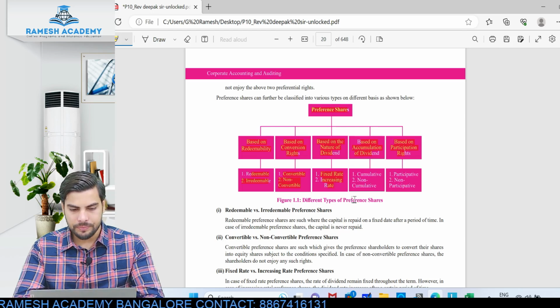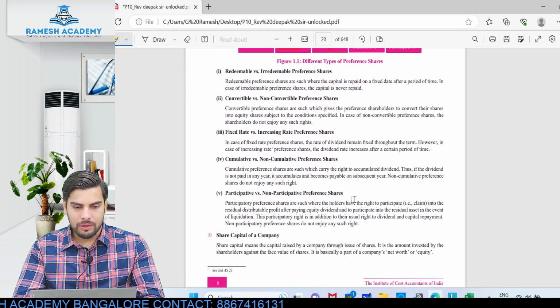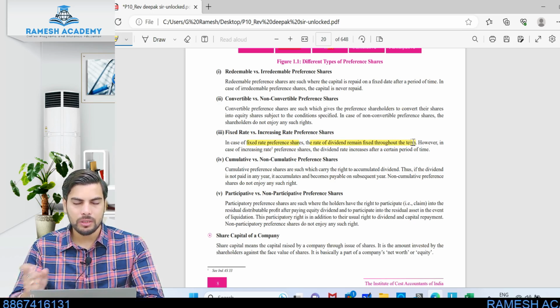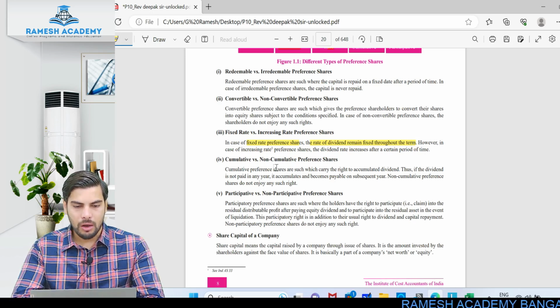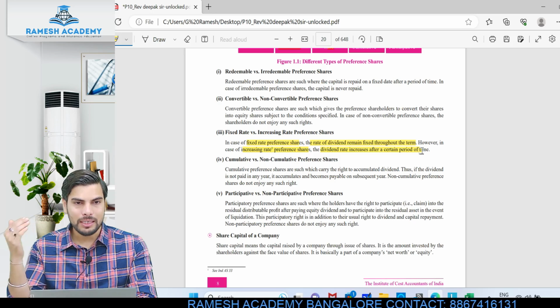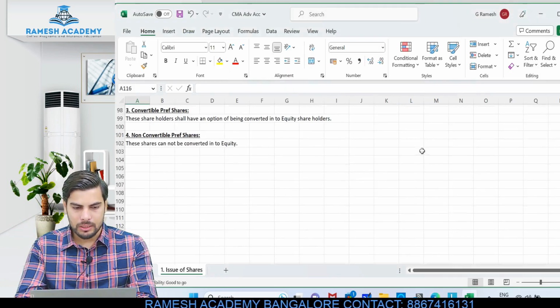Look at this, fixed rate versus increasing rate preference share. In case of fixed rate preference shares, the rate of dividend remains fixed throughout the term. Whatever is the tenure of redemption, this rate of dividend is not going to change. It is constant throughout. However, in case of increasing rate preference shares, the dividend rate increases after a certain period of time. Till a certain period I'll be paying some rate of dividend, and after that the dividend amount will start increasing. Clear? So I'll just write this.